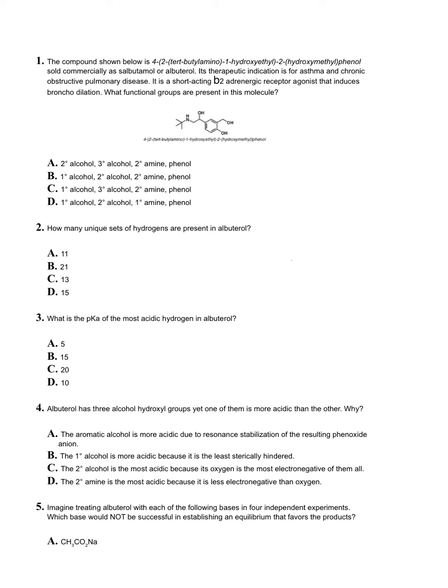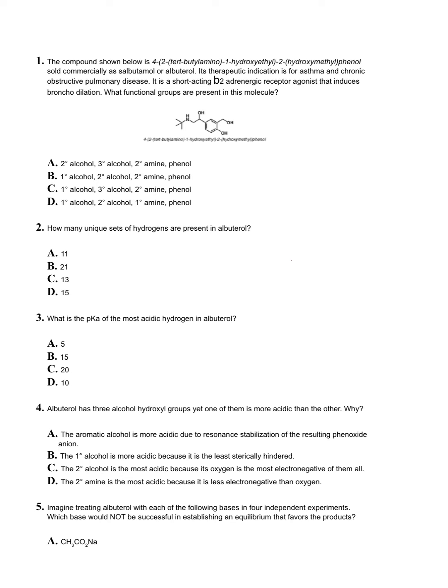So this screencast will review exam 3, which was the module on conformational analysis, acid-base chemistry, and stereochemistry. Compound 1 is asking you what are the functional groups present in albuterol, which is the structure shown.